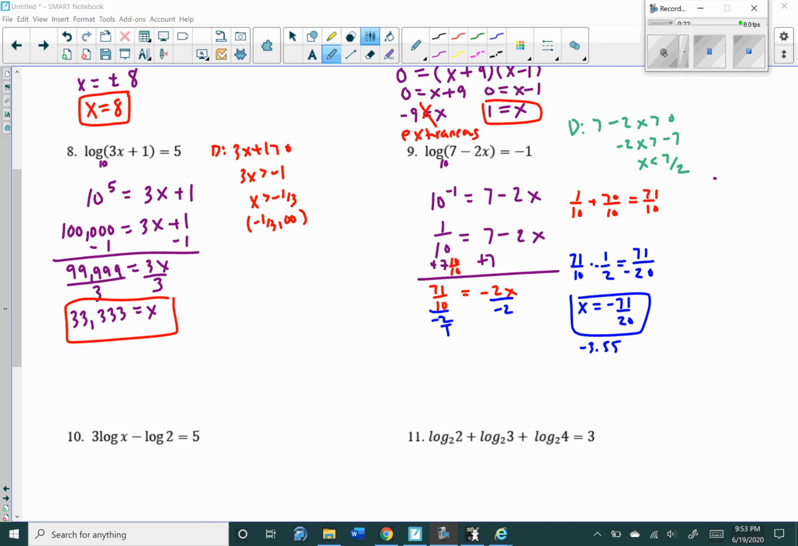And let's go back up here for a second. I just noticed that I accidentally added the 7 instead of subtracting. So that should have been -7, which means this would be minus, this would be minus, and change this one over here.